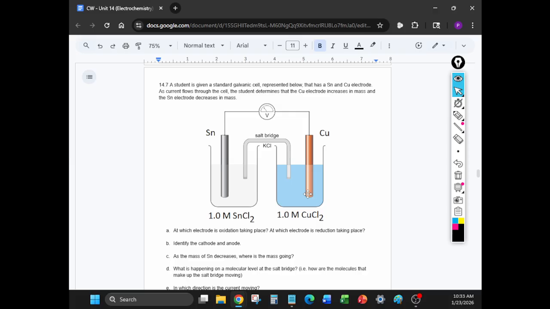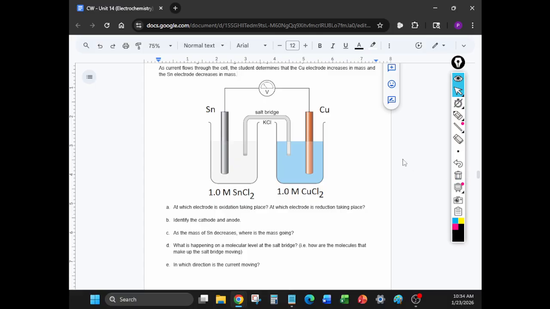Okay, so 14.7. Here we have a galvanic cell, and it's made out of tin and copper. And as current flows through the cell, it says that the student can see that the copper has increased in mass and the tin has decreased in mass. And just based on this information, we need to solve the rest of the problem. Okay?